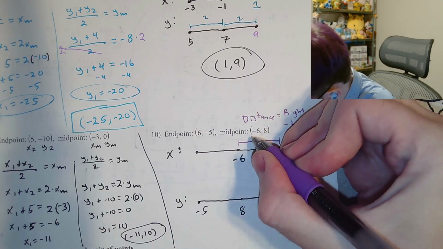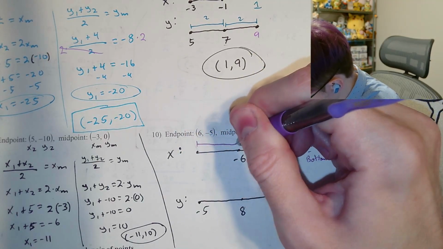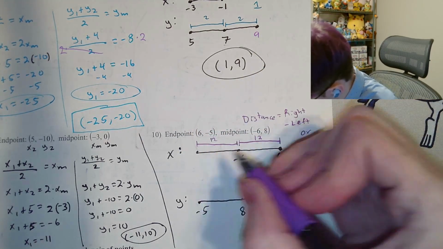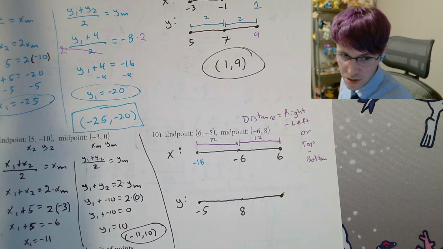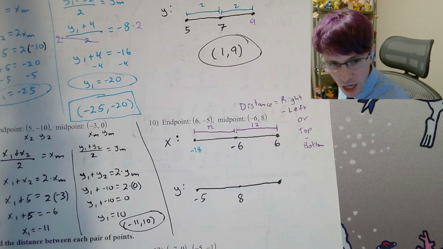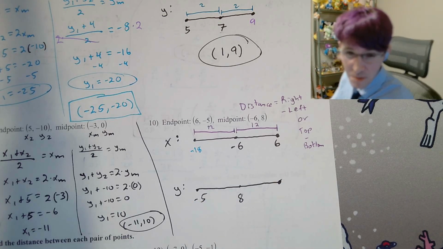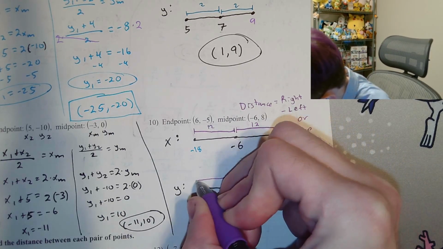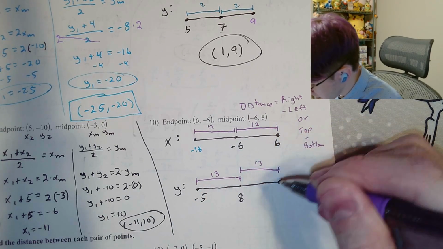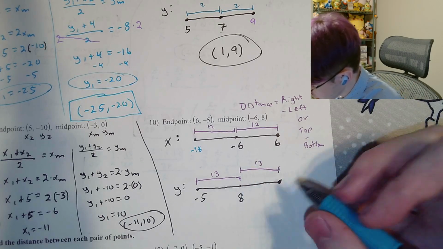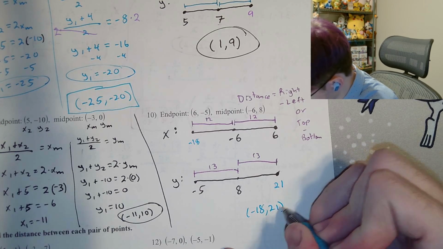6 minus negative 6 is 12. So again, 6 minus negative 6 is 12, which means that this distance over here is also 12. So our ending point must in fact be negative 18, negative 6 minus 12. Likewise over here, the same exact concept. We're going to be doing our distance, 8 minus negative 5 is the same as 8 plus 5. That's going to be a total of 13, which means that this distance here is 13, and 8 plus 13 is going to be a total of 21. Our final answer, negative 18, comma 21.